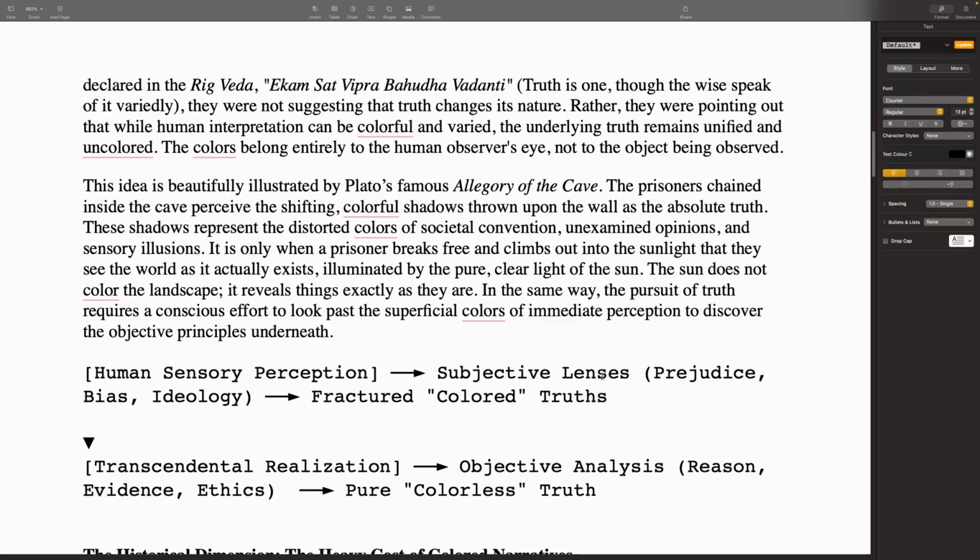This idea is beautifully illustrated by Plato's famous allegory of the cave. The prisoners chained inside the cave perceive the shifting, colorful shadows thrown upon the wall as the absolute truth. These shadows represent the distorted colors of societal convention, unexamined opinions, and sensory illusions. It is only when a prisoner breaks free and climbs out into the sunlight that they see the world as it actually exists, illuminated by the pure, clear light of the sun. The sun does not color the landscape, it reveals things exactly as they are. In the same way, the pursuit of truth requires a conscious effort to look past the superficial colors of immediate perception to discover the objective principles underneath.